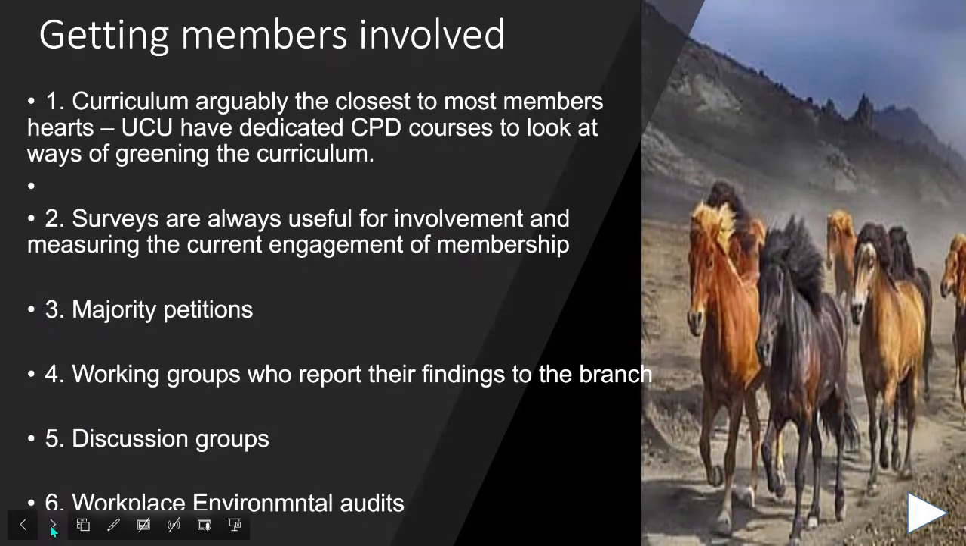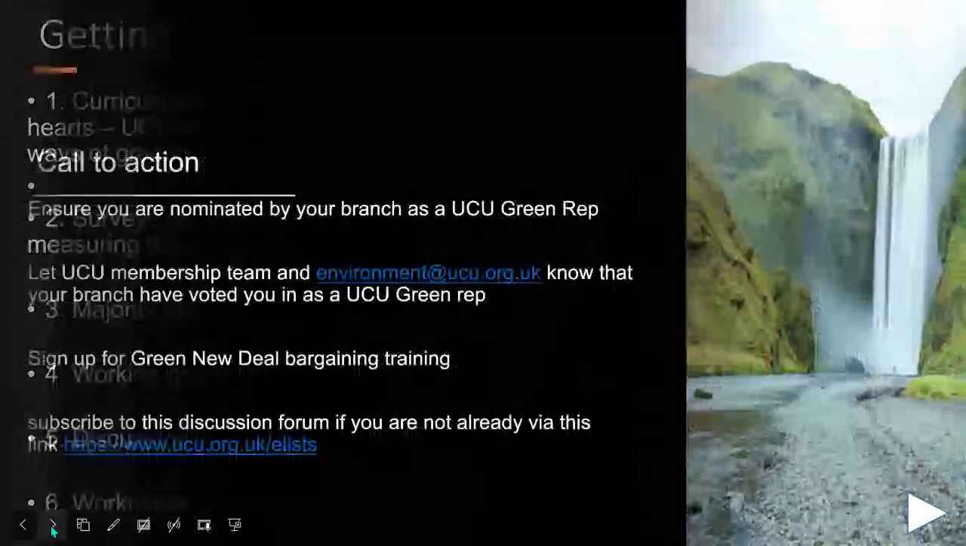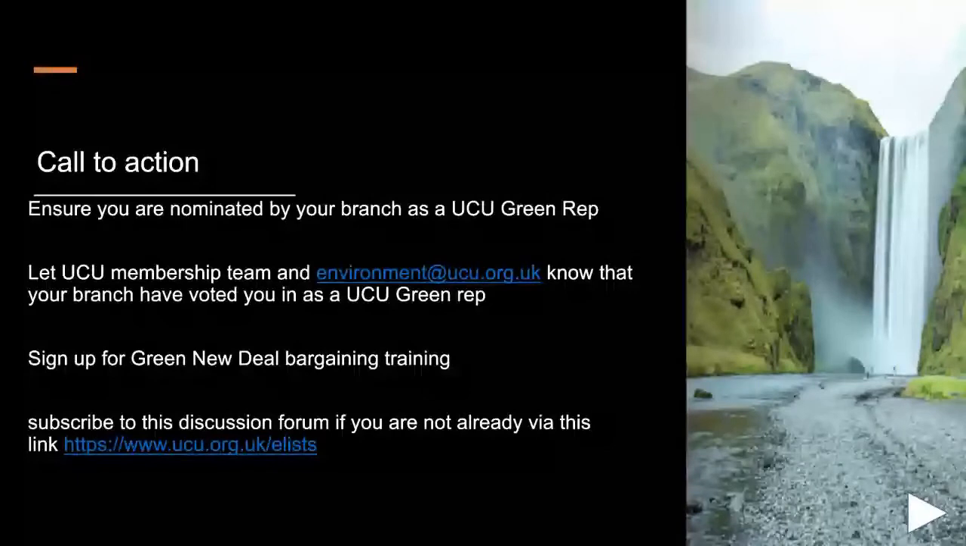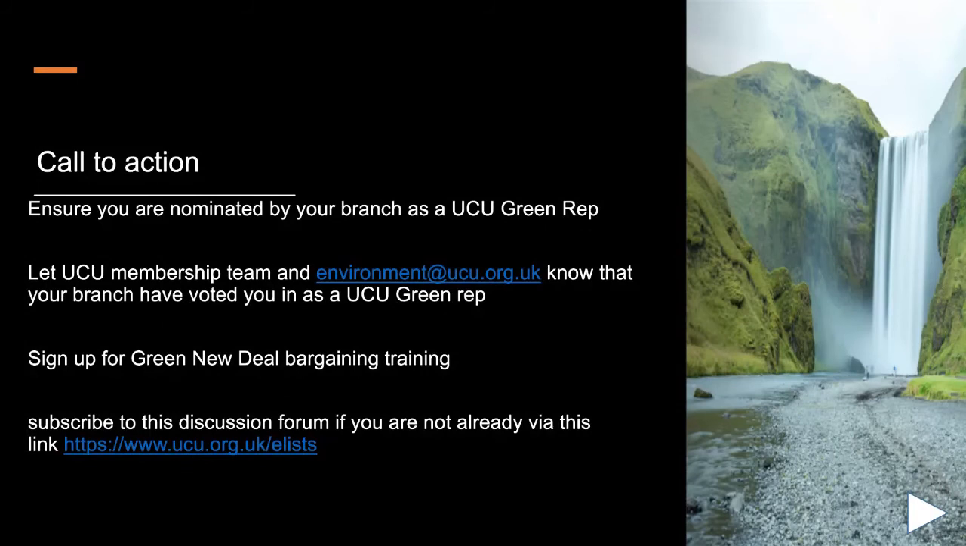Just moving on to the small section we've called call to action, and then we're going to look at where else you might go for support. So your first job is to make sure that you are nominated by your branch as a green rep. Once that's done, or you've been elected as a green rep, obviously it depends on your branch setup how that works in your branch. But certainly, you need to be letting the branch know that you're really interested in taking on the green rep role.